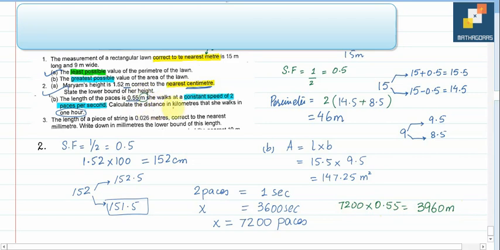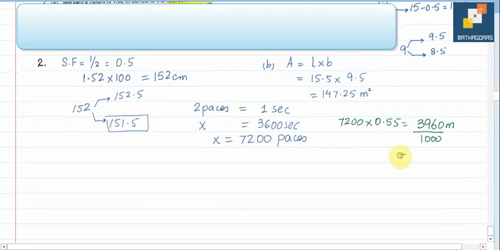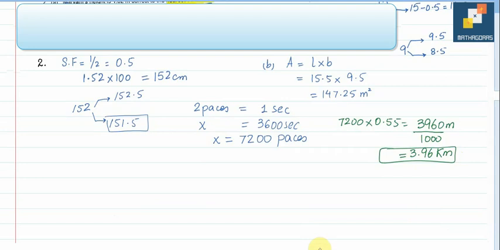We need to give the answer in kilometers. That means you need to divide it by 1000. So the final answer will be 3.96 kilometers. That is the final answer. She will walk a distance of 3.96 kilometers if she walks for 1 hour with a speed of 2 paces per second, and the distance of one pace is 0.55 meters. That is the final answer.